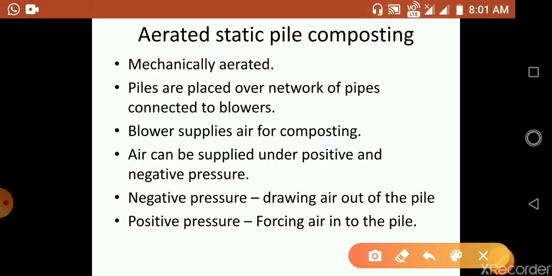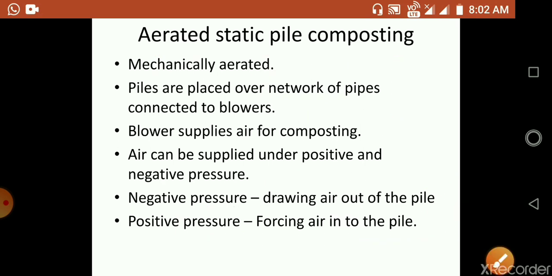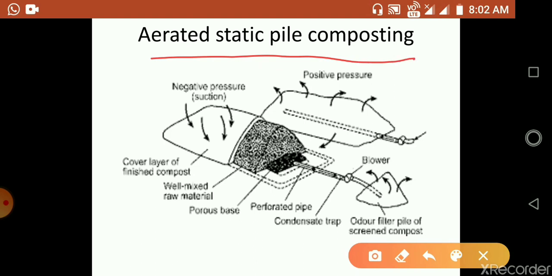Now we can see the second type, aerated static pile composting. It is mechanically aerated. The piles are placed over a network of pipes connected to blowers. The blower supplies air for the composting process. Air can be supplied under positive and negative pressure. Negative pressure means drawing air out of the pile, and positive pressure means forcing air into the pile. This is the figure of an aerated static pile composting. We can see that in the first, a negative pressure is given, and in the second, a positive pressure is given.